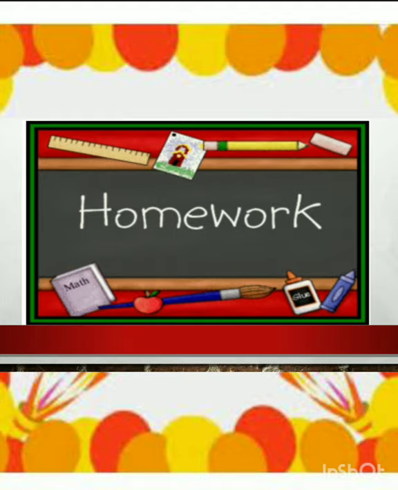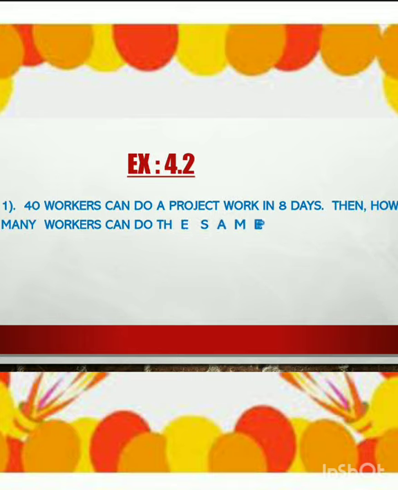Now it's time for homework. Exercise 4.2. 40 workers can do a project work in 8 days. Then how many workers can do the same project in 4 days? Here the two quantities are number of workers and number of days. If number of days decreases, number of workers will increase. So multiply the values. 40 into 8 equal to x into 4. From that we can find x value.